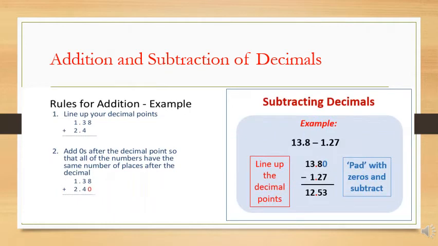Now the next topic is addition and subtraction of decimals. So rules for addition. Rule 1, line up your decimal points. Rule 2, add zeros after the decimal point so that all the numbers have the same number of places after the decimal. Similarly, we do for subtraction also.